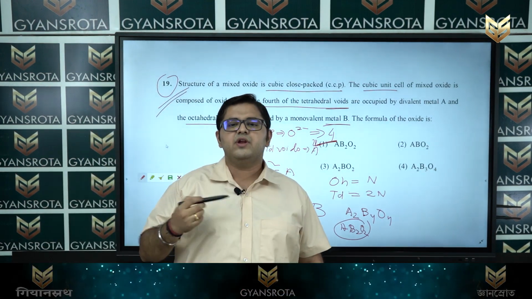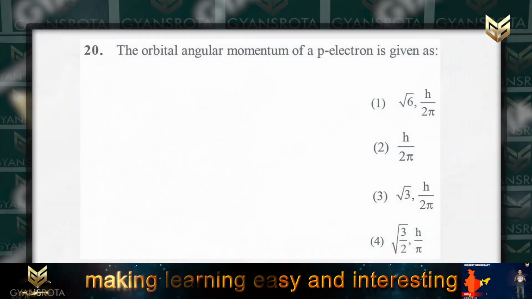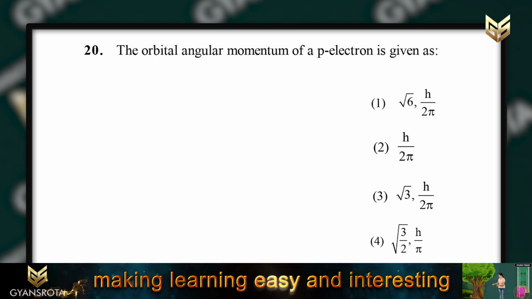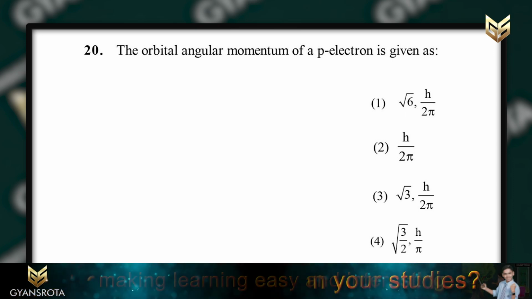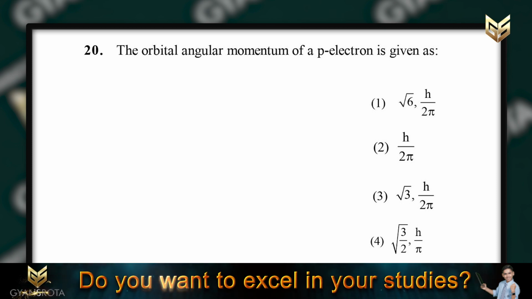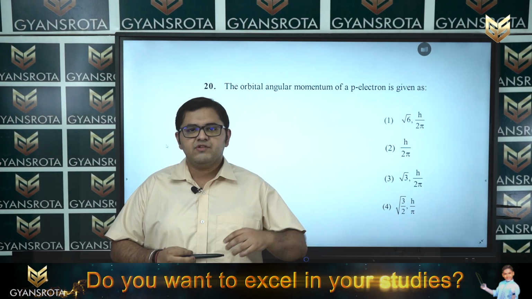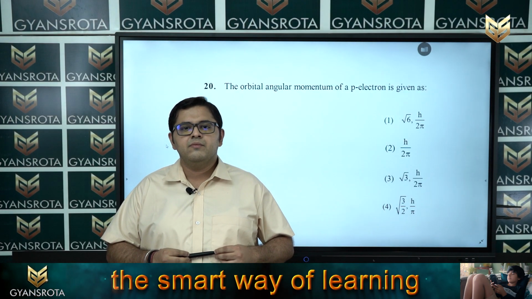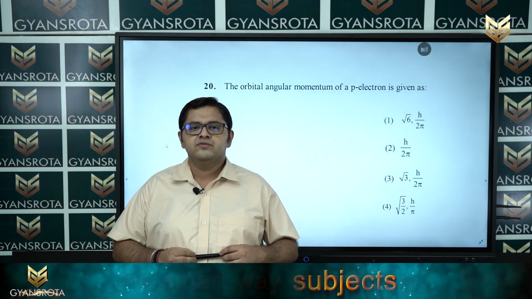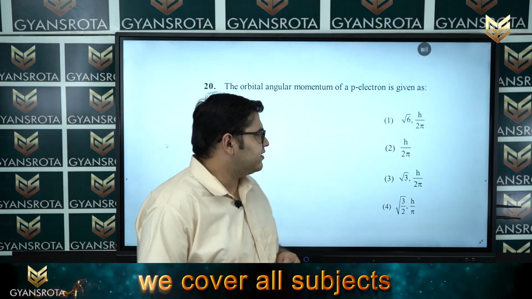So now we are moving to the next question, that is question number 20. Question number 20 is on your screen. The orbital angular momentum of p electron is given as. This question comes from structure of atom of your class 11 NCERT. So now we are moving to the solution part.